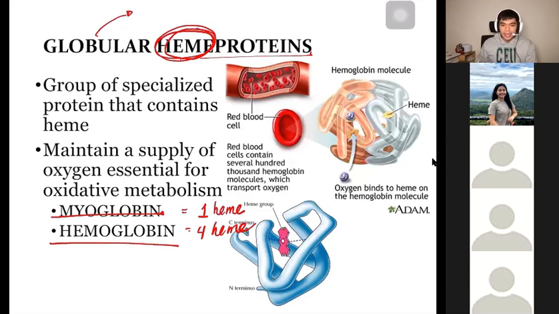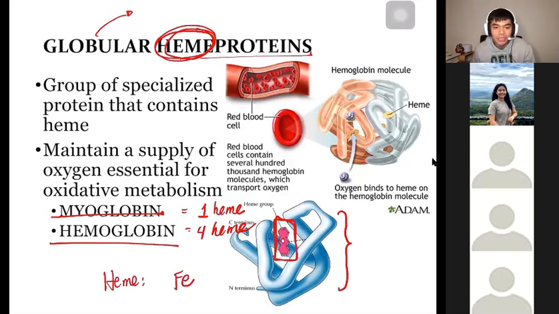So ibig sabihin, halimbawa, this is the structure of myoglobin. Isang heme ang makikita natin. Question, kada heme, ilang iron ang makikita? 1, 2, o 3? 1 lang. Very good. Ilan ang kapitbahay ng iron? 6. Di ba? 6 ang kapitbahay niya. 4 doon, nitrogen. Question, ano yung natitirang 2?